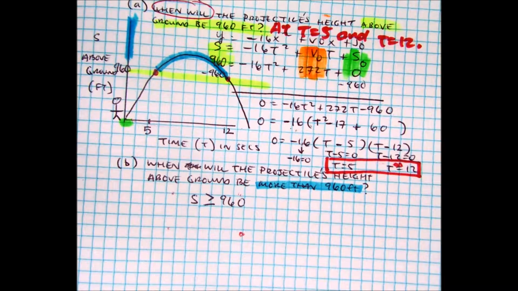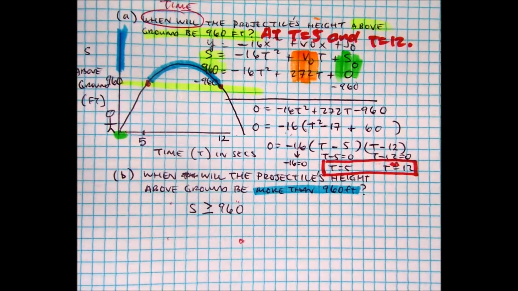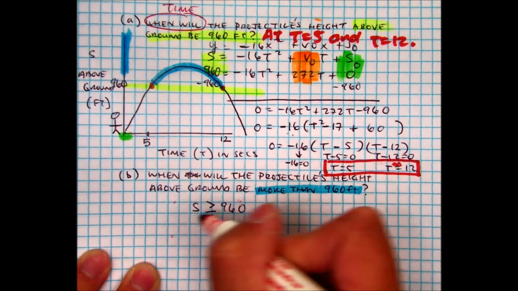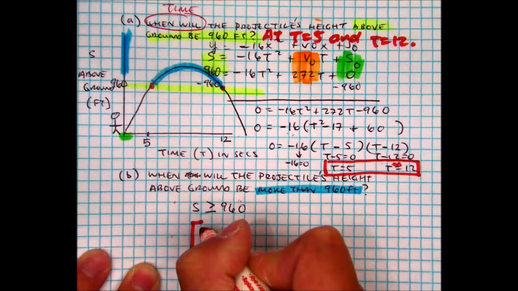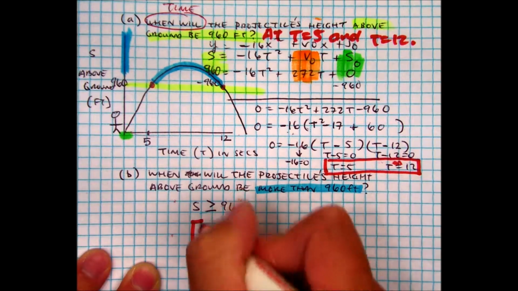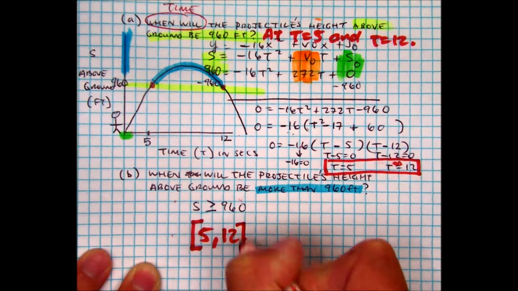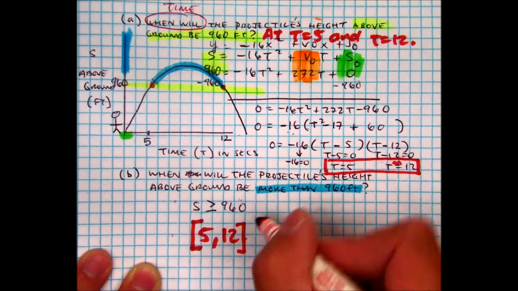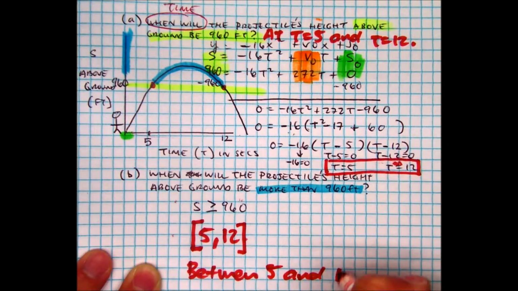From 5 to 12. Between where? 5 and 12. So let's write that. In interval notation, that'll be what? Parentheses or bracket? Bracket. Wait, what? 5 to where? To 12. When will the projectile's height be above ground more than 960 feet? That'll be, in words, that just means between 5 and 12 seconds.